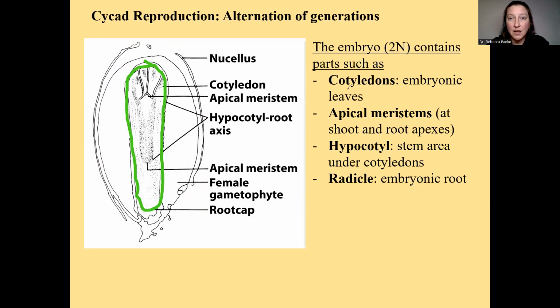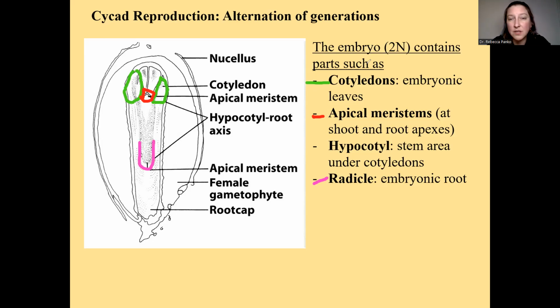The embryo has baby leaves, which we call cotyledons. So here's a baby leaf. Here's a baby leaf. The embryo has an apical meristem because it's going to need to grow in length. And so it's going to be doing primary growth. So the apical meristem, I'll use a different color for apical meristem. Apical meristem is here. Then there is going to be a baby root, embryonic root called a radicle. The radicle root cap is here.